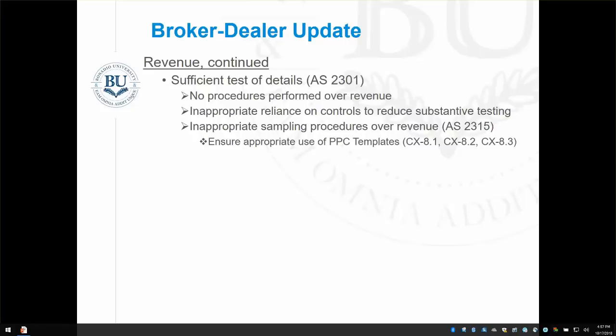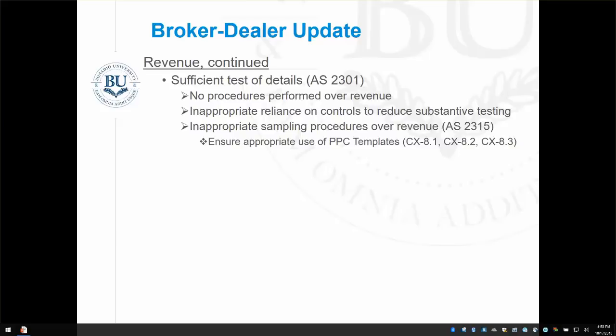From a sufficient test of details, it's important to note, as everybody on this call is aware, that just doing substantive analytics is not sufficient for revenue. There needs to be some level of test of controls or test of details as it relates to revenue. A lot of times, if you go back to your old accounting or audit class days, you've got to fill your bucket with test of controls and test of details to gain comfort over the overall risk associated with a specific area.